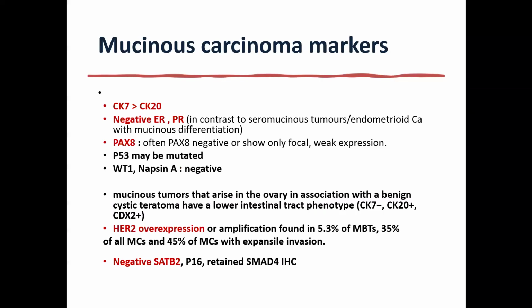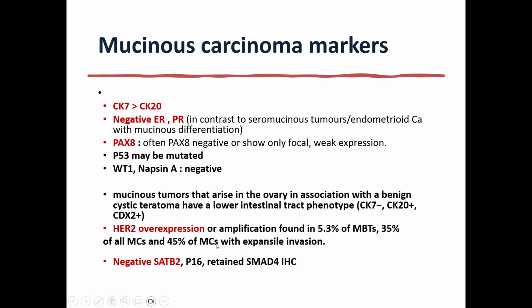As for mucinous carcinoma markers, it tends to be CK7 and CK20 positive, but CK7 is more predominant than CK20. Unlike other ovarian carcinomas, it's generally completely negative for ER and PR. PAX8 tends to be negative, or only shows focal weak expression, unlike other ovarian carcinomas. P53 may be mutated. It's negative for WT1 and Napsin-A. There is a group of mucinous tumors that arise in association with teratoma, with a lower GI tract phenotype, so they may have positivity for CK20 and CDX2 and negative CK7, but this is a very rare group. It's also negative for SATB2. This helps in differential diagnosis with lower GI malignancy, and HER2 amplification is found in some cases of mucinous borderline tumor and mucinous carcinomas.